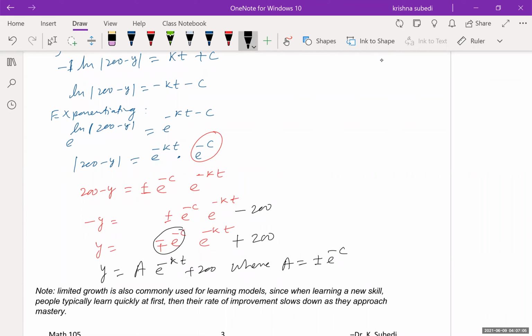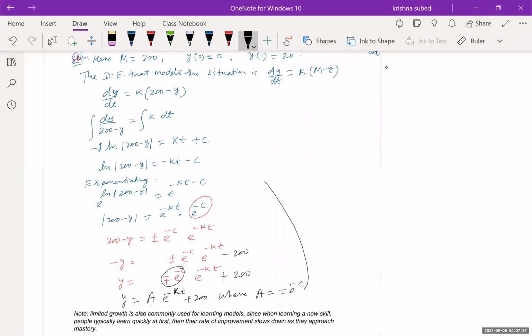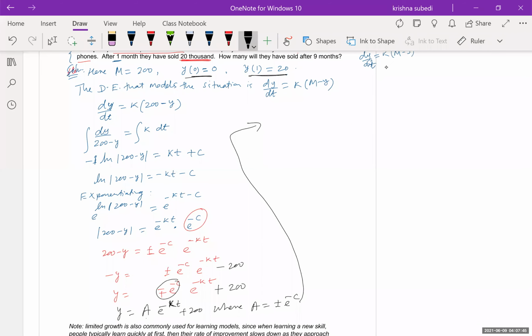Well, not yet. Because there are now two constants, a is also a constant, k is also a constant. So we need to find the value of these constants. How can we do that? Since we have two constants here, a and k, we have two initial conditions. With the help of these two initial conditions, we'll be able to find the value of both. So the initial condition is given, initial value y of 0 equals 0. Remember, what it means is when t equals 0, y equals 0. So I substitute that in this equation: y is 0, a e to the negative k times 0 plus 200.